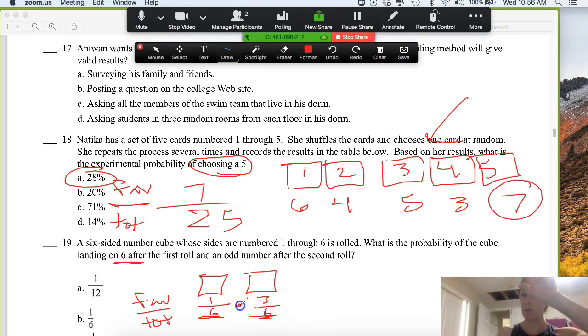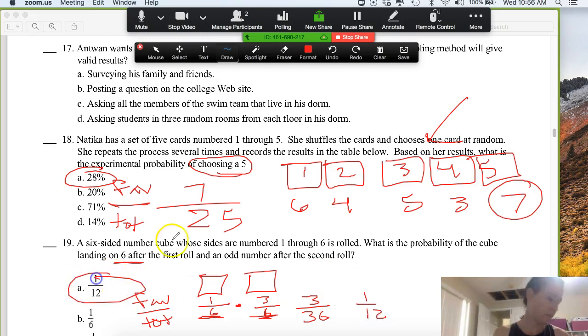So I'm going to have to multiply these two together to get the total probabilities. If I multiply these, I get 3 out of 36. Now you can reduce this because 3 goes into 36 12 times, and this will be 1 out of 12. And that's how you do that one.